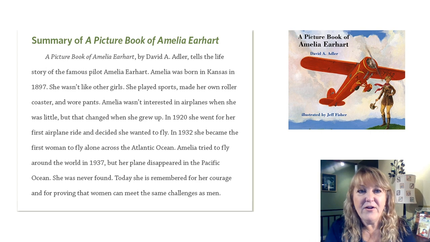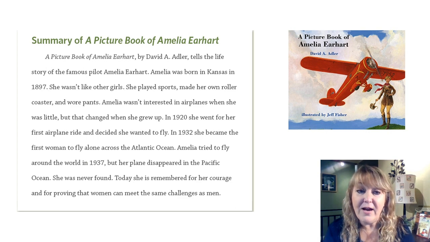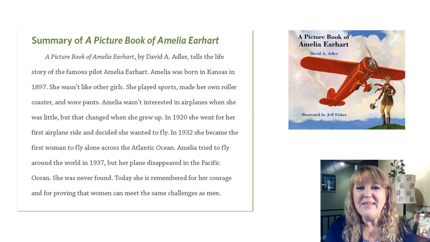Summary of A Picture Book of Amelia Earhart. A Picture Book of Amelia Earhart by David A. Adler tells the life story of the famous pilot Amelia Earhart. Amelia was born in Kansas in 1897. She wasn't like other girls. She played sports, made her own roller coaster, and wore pants. Amelia wasn't interested in airplanes when she was little, but that changed when she grew up. In 1920, she went for her first plane ride and decided she wanted to fly. In 1932, she became the first woman to fly alone across the Atlantic Ocean. Amelia tried to fly around the world in 1937. But her plane disappeared in the Pacific Ocean. She was never found. Today she is remembered for her courage and for proving that women can meet the same challenge as men.